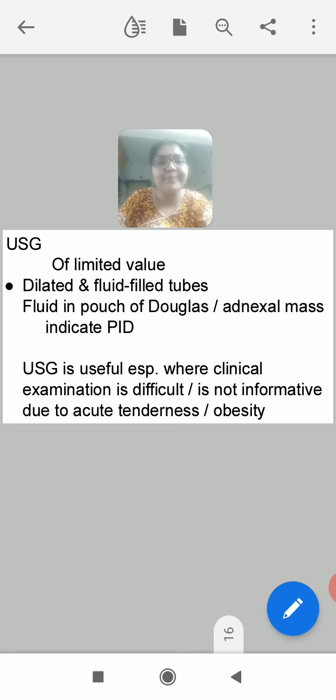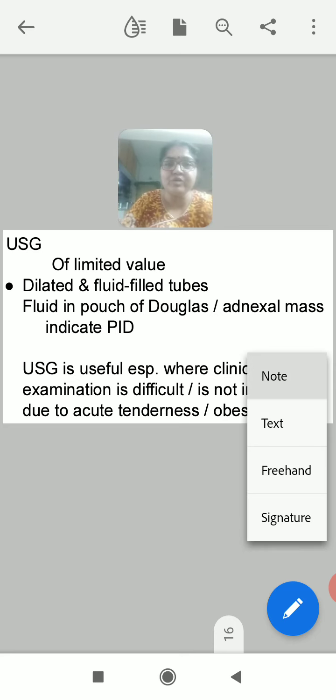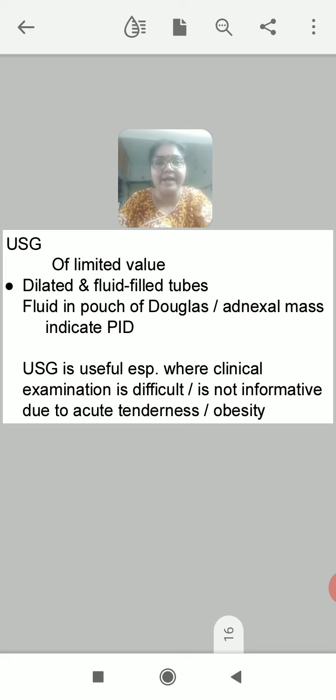USG, ultrasonography, is useful, especially where clinical examination is difficult or not informative, when there is acute tenderness in the part, or when the patient is obese. In such conditions, examination of the patient is not possible or is quite difficult. So at that time you can take the help of ultrasonography for the proper diagnosis.